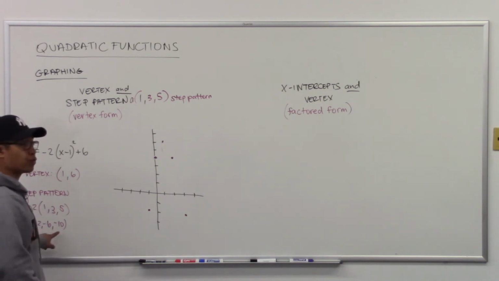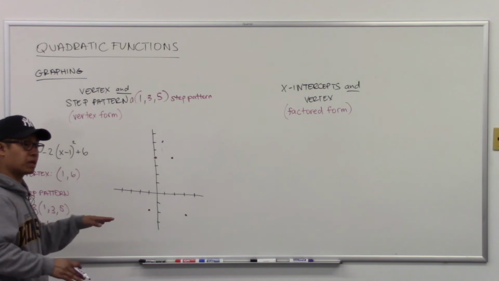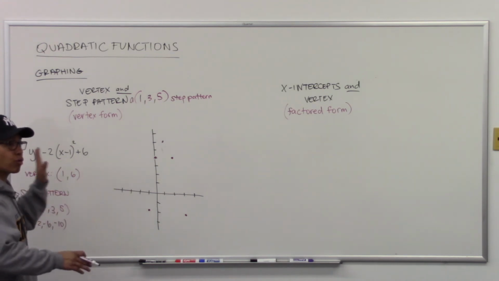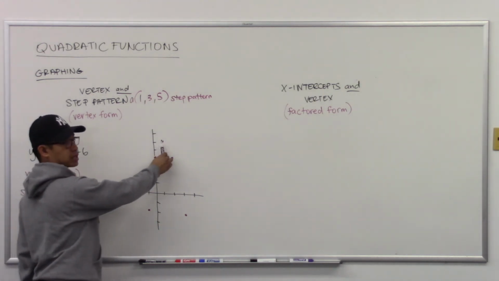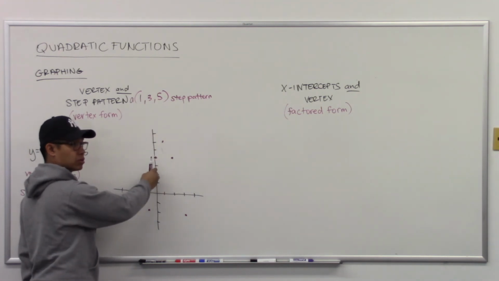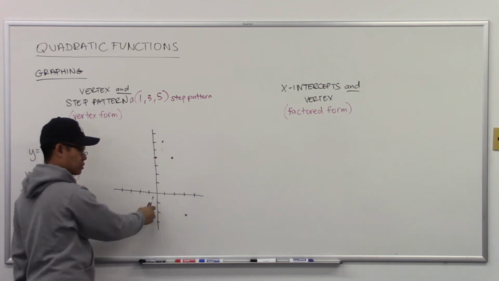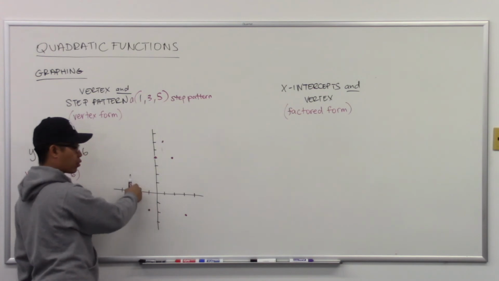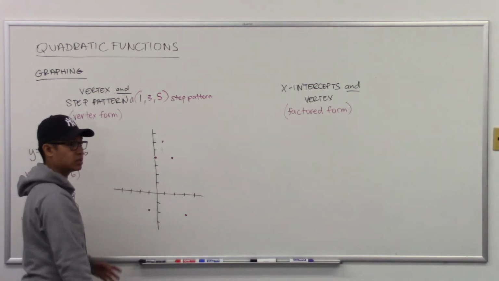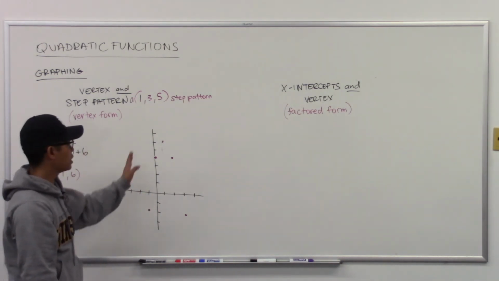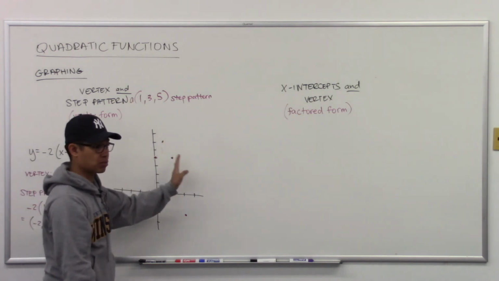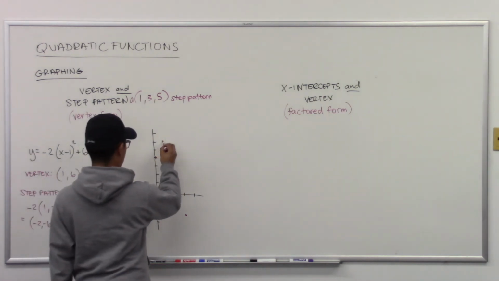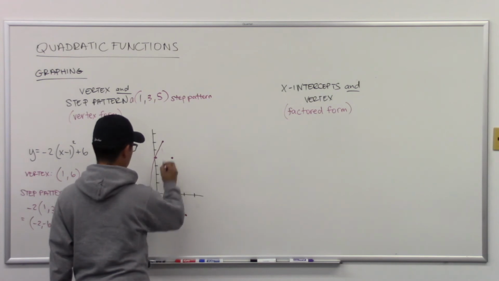So this is your vertical step pattern. It's how much you walk up and down. You always go over 1. So you start at the vertex and you go over 1 and down 2. Over 1 and down 6. Over 1 and down 10, but 10's way off the page, so we won't do it. Then you go back to the vertex and do the same thing to the right. Okay? So it gives you this skinny parabola.